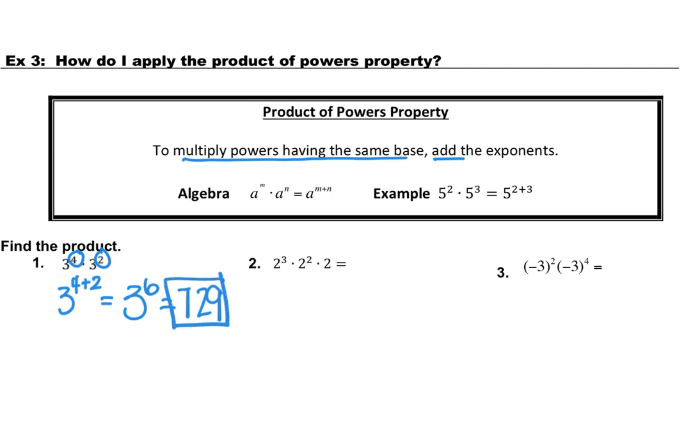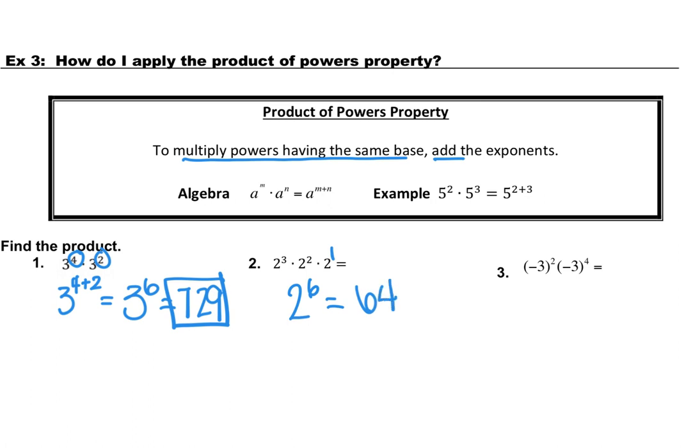All right, now question number 2. Make sure that you put a 1 right here, so when you go to add your exponents, you know that you have 2 to the third times 2 to the squared times 2 to the first, so you'll have 3 plus 2 plus 1, and that will be 2 to the sixth power, and we know that that can be simplified then to 64.